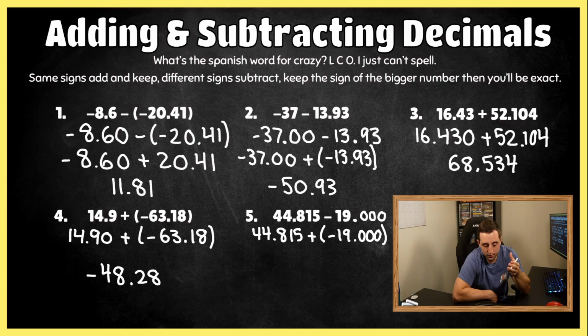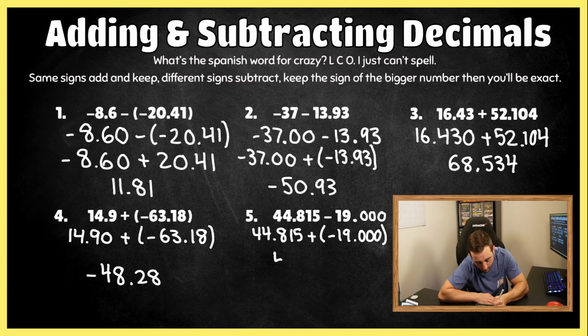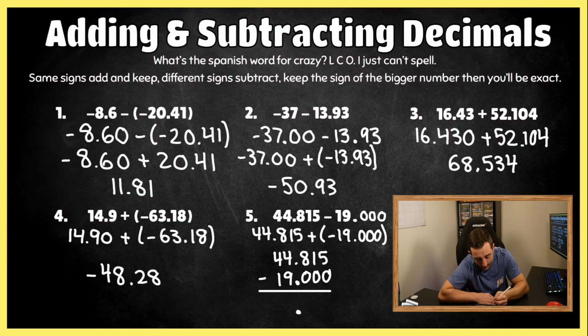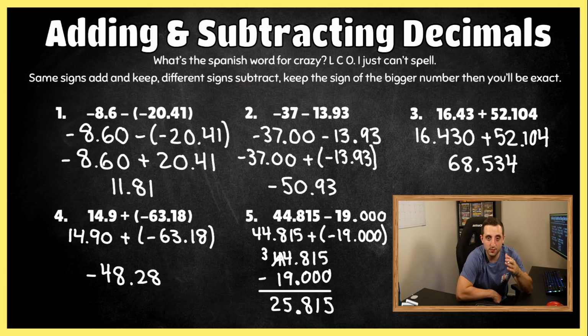I see addition now, so now we want to use our song. So same signs add and keep, different signs subtract, so they're different signs, so we can go ahead and subtract these. So we have 44 and 815 thousandths minus, line up your decimal point. We have 19 with 3 zeros. And now let's drop our decimal point down into our final answer and go ahead and subtract these. So 5 minus 0 is 5, 1 minus 0 is 1, 8 minus 0 is 8. 4 minus 9 you can't do, so let's borrow. This becomes a 14. 14 minus 9 is 5. 3 minus 1 is 2. And then we want to keep the sign of the bigger number.